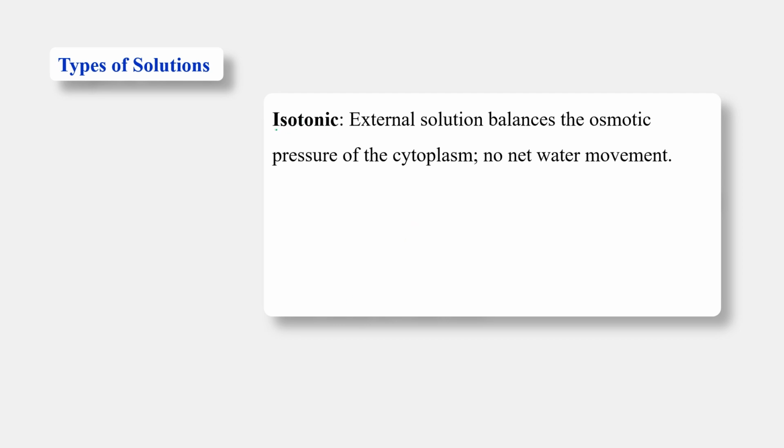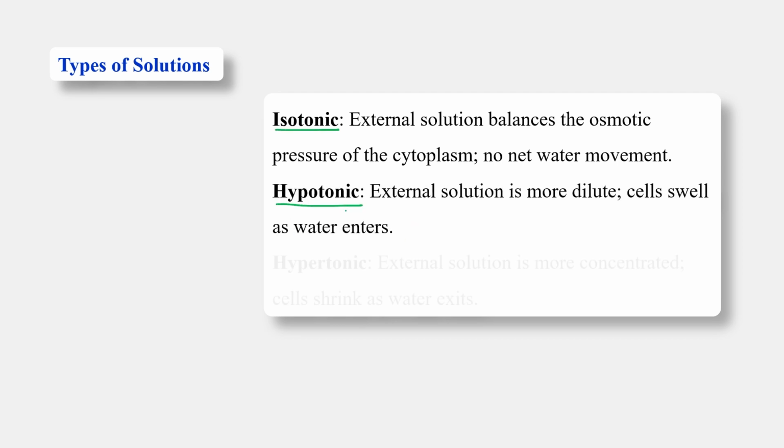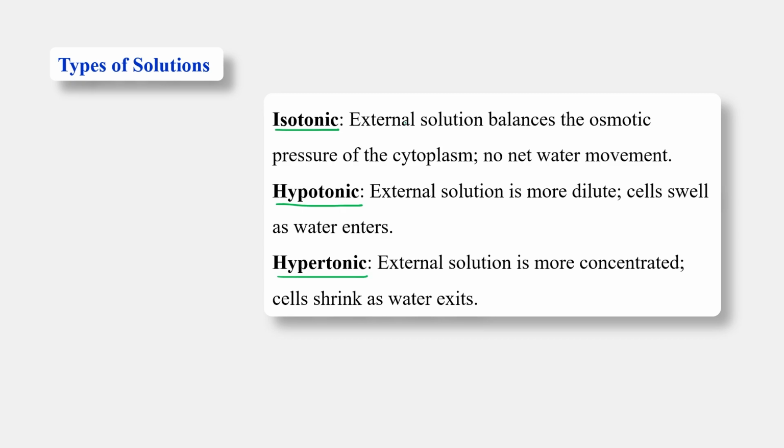First is isotonic, then hypotonic, then hypertonic. Isotonic means the concentration of a solute is equal on both sides. It means the external solution balances the osmotic pressure of the cytoplasm. If the concentration is equal inside the cell and outside in the environment, then no net water movement occurs. Okay, what is written over here? External solution balances the osmotic pressure of the cytoplasm, no net water movement occurs.